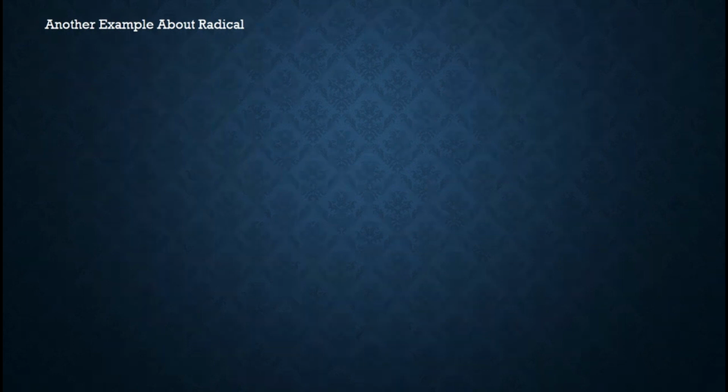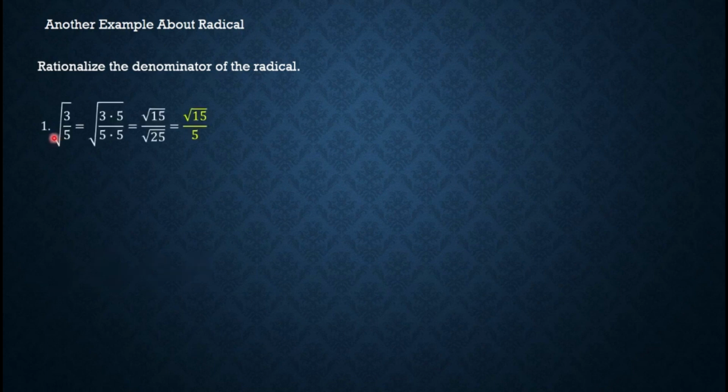Okay, another example about radicals, talking about rationalizing the denominator of a radical. For example, the square root of 3 over 5 is equal to the square root of 3 times 5 over 5 times 5, which is equal to the square root of 15 over the square root of 25, which is equal to the square root of 15 over 5. So when you have something like this, analyze the denominator. The first thing to do is remove the radical symbol in the denominator.